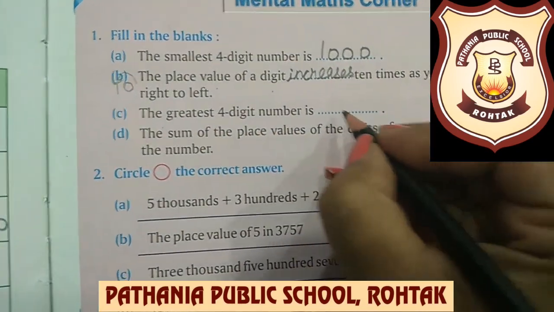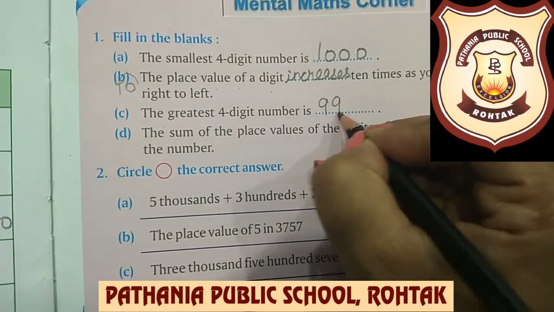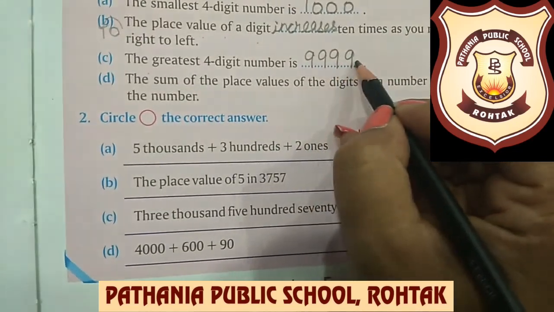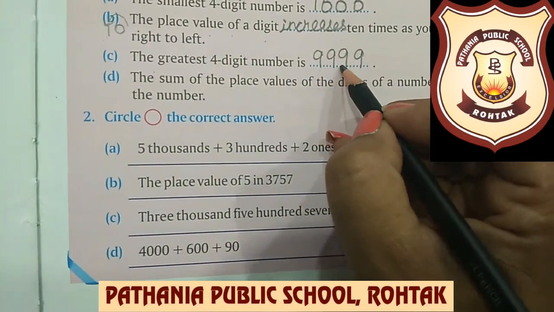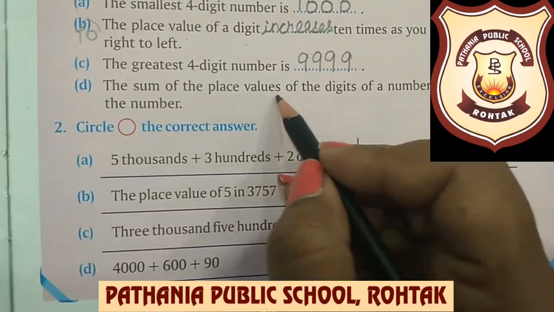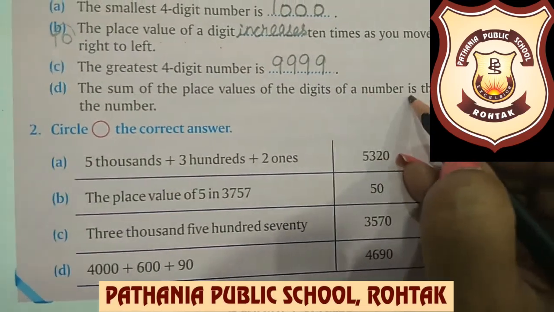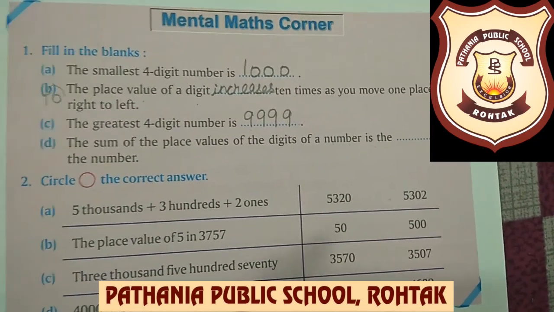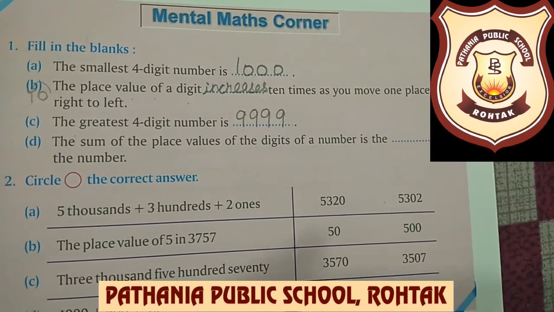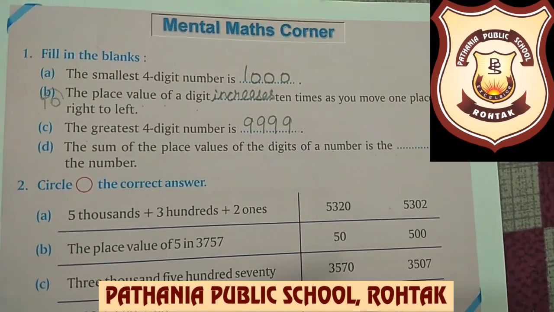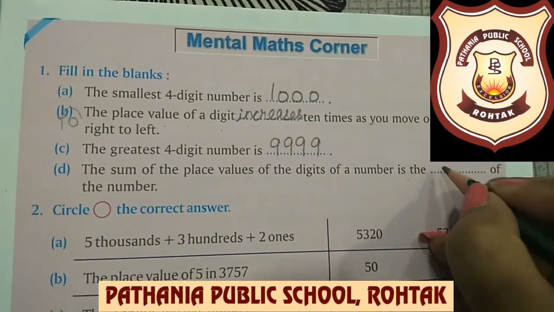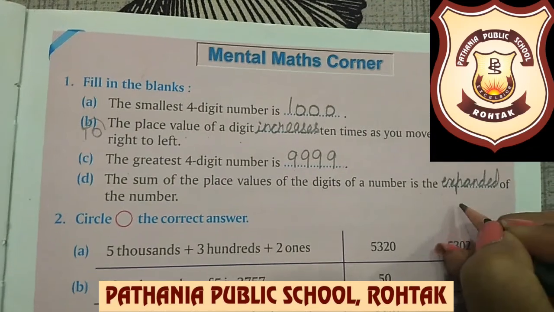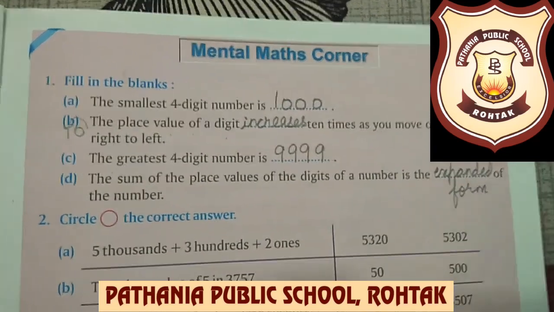The greatest 4-digit number is, yes, 9999. Because the greatest digit is 9. So if we will write 4 times 9, so it is 9999. The sum of the place values of the digits of a number is the dash of the number. Yes beta, it means when we add numbers according to their place values, what this form is known as? This form is known as expanded form of the number.